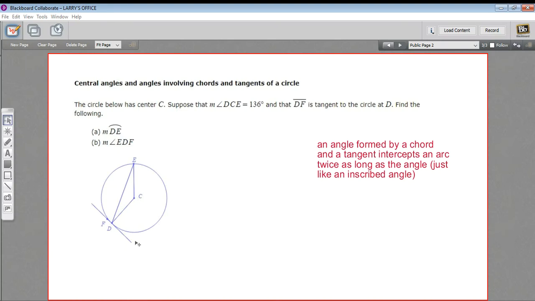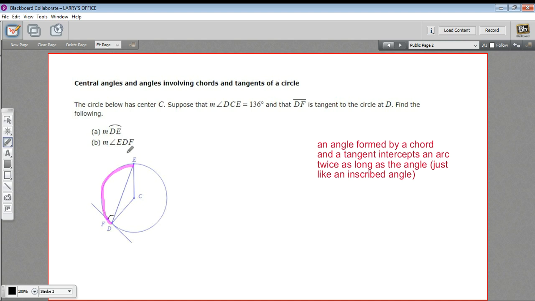Here we have a problem with central angles and chords and tangents. There's kind of a lot going on here. We want to find the measure of arc DE. Let me just mark that on here. So DE, that's this arc right here. And we want to find the measure of angle EDF. So this angle right there.